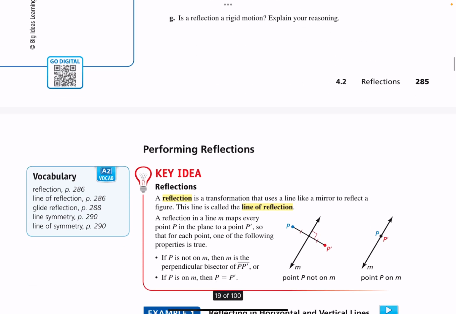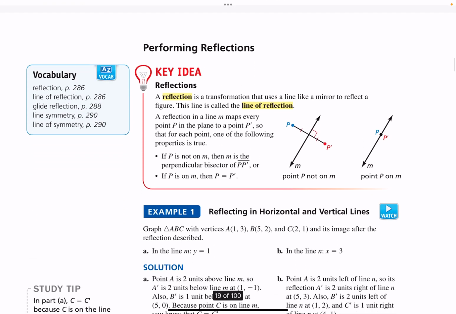So the idea with reflections, think of a mirror, okay? That is a transformation that's occurring right now. You're reflecting it across a specific axis or a specific line, right? So let's read this key idea. A reflection is a transformation that uses a line like a mirror to reflect a figure. This line is called the line of reflection.